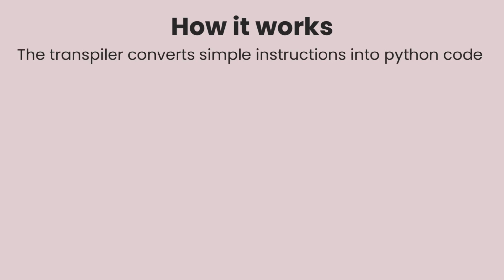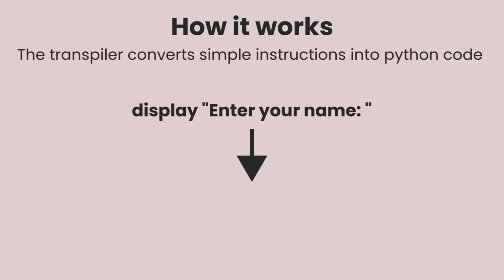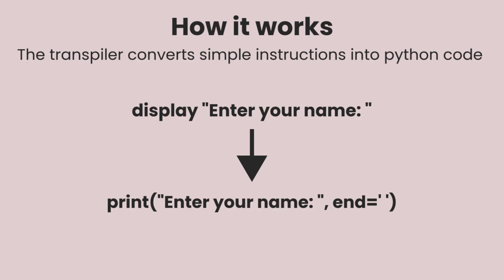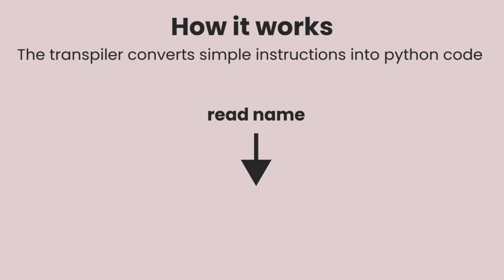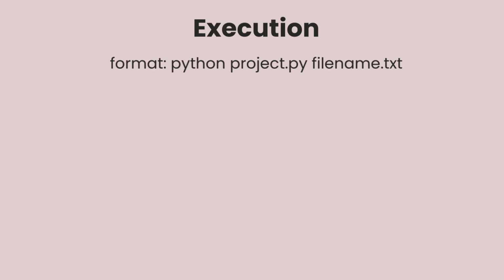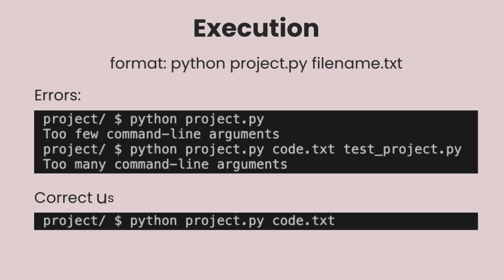I have made a transpiler which converts your simple instructions into executable Python code, as you can see on your screen. To run, the user must type python project.py filename.txt into their command line terminal, and we automatically check if it's the correct number of arguments.